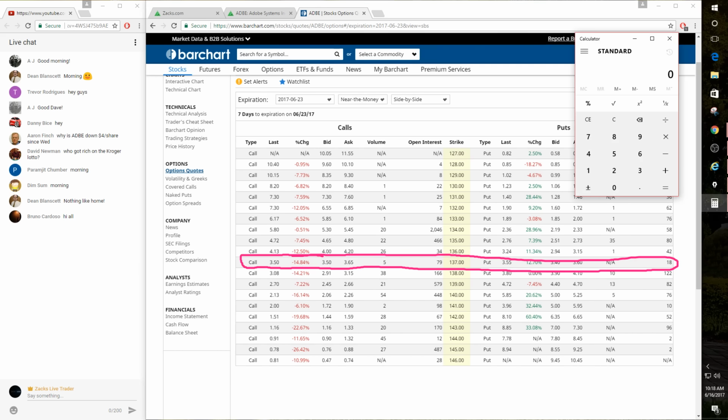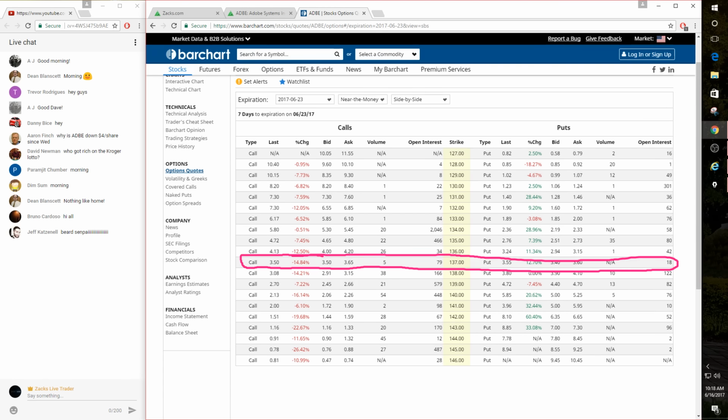All right, so the at the money call, 350 by 365. Let's call it 357. The put side is 340 by 360, so we'll call that 350. So they're expecting about a $7 move here out of Adobe on a $137 stock. Talking about 5.1%. Okay.